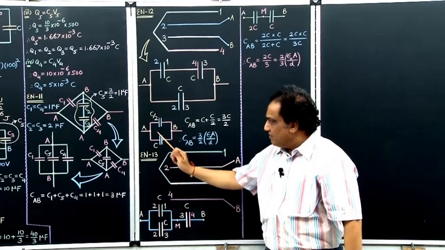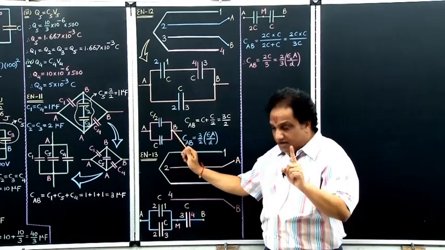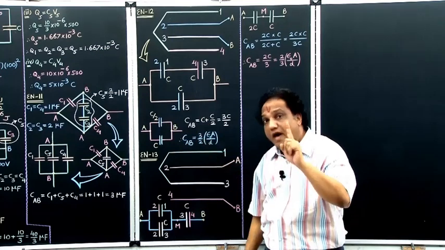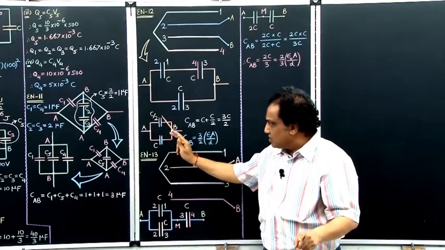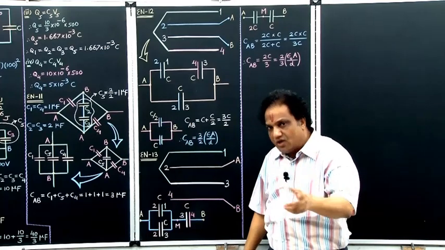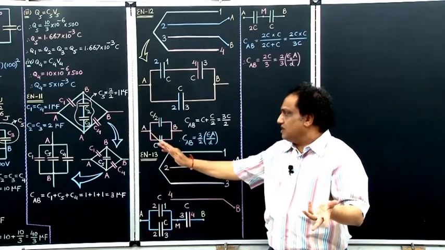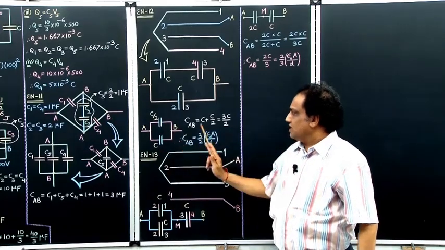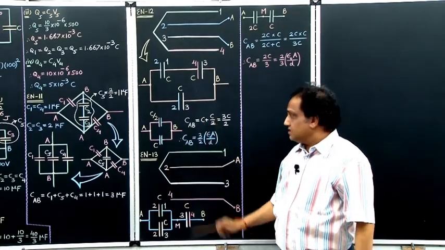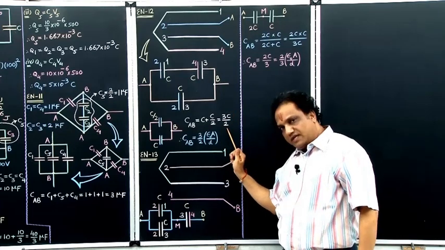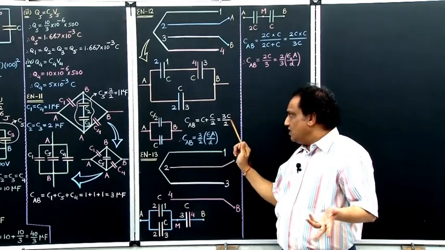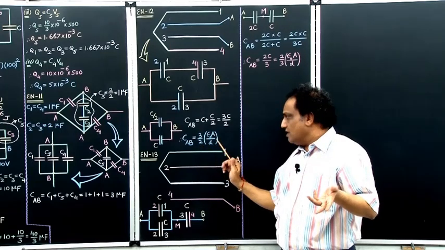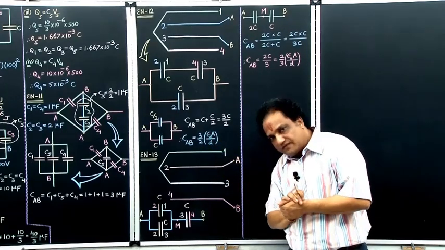Correct? Now between points A and B, we find that these 2 capacitors are connected in parallel. Because these 2 capacitors are connected in parallel, what is the equivalent capacitance between points A and B? Simply addition. C plus C by 2, that is 3C by 2. Correct? That is 3 by 2 into C. What is C? Epsilon 0 A upon D. Correct? Fine.